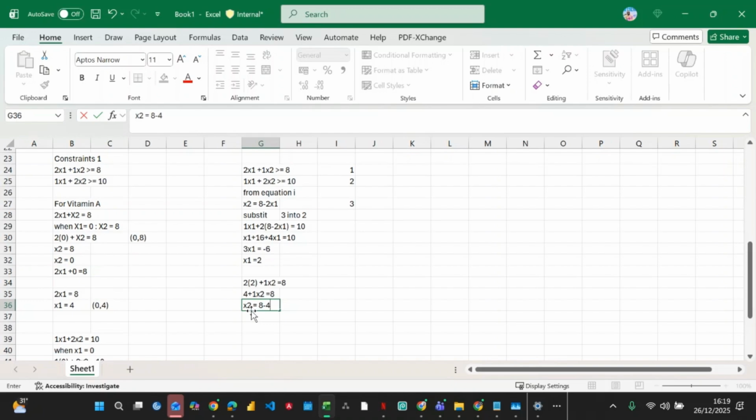Then it's going to be 8 minus 4, right? What is that going to give me? It's going to give me 4. So my answer will now be 4. That's my answer. So now I have my x2 equal to 4, while my x1 is equal to 2. My x1 is equal to 2, and then x2 is equal to 4. So we have solved that.